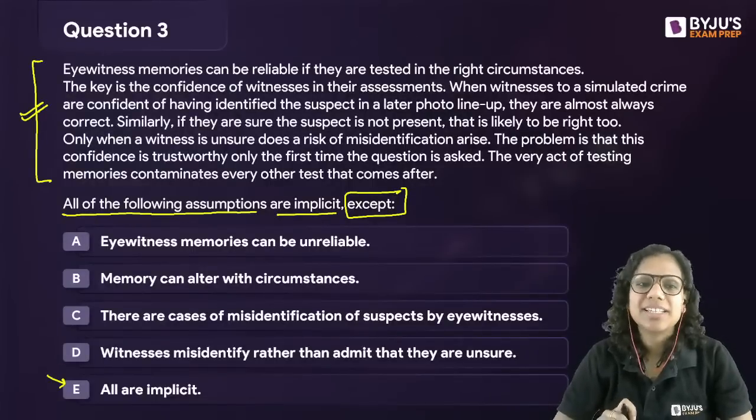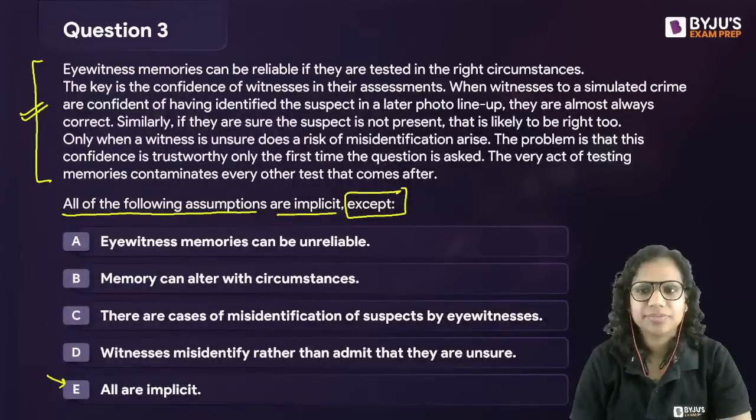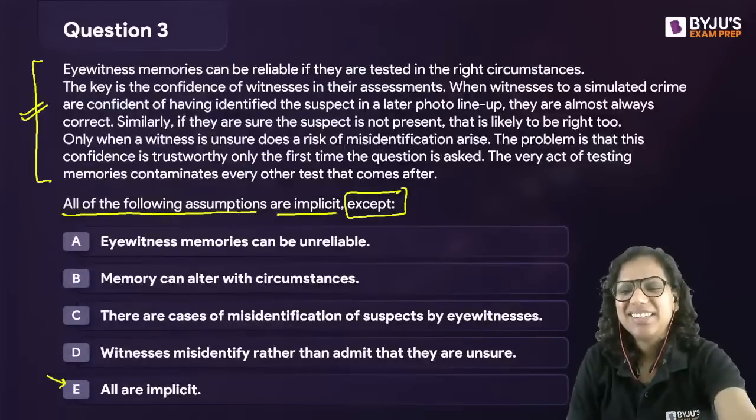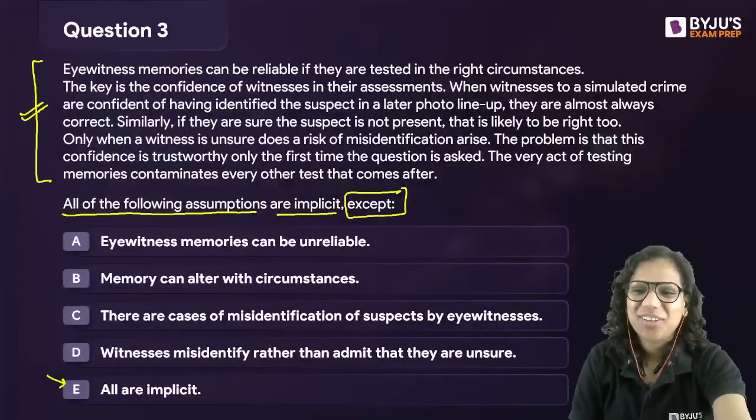What is not an assumption? You have to tell me that. What is not an assumption? B, D, C. All right. D, E. So B, D, A, E, C. Everything I've got. All right.